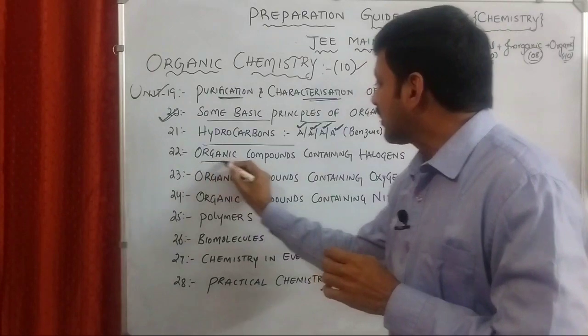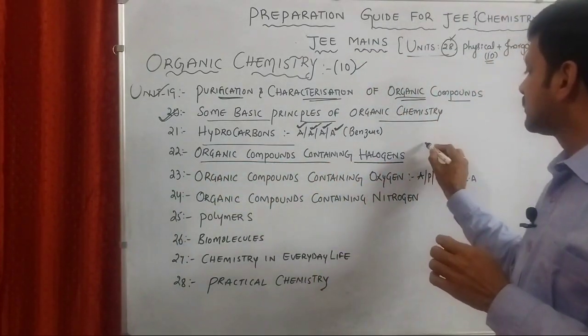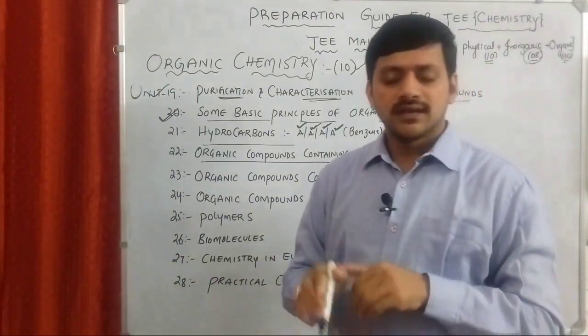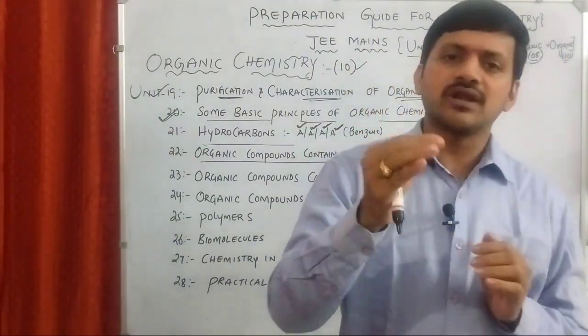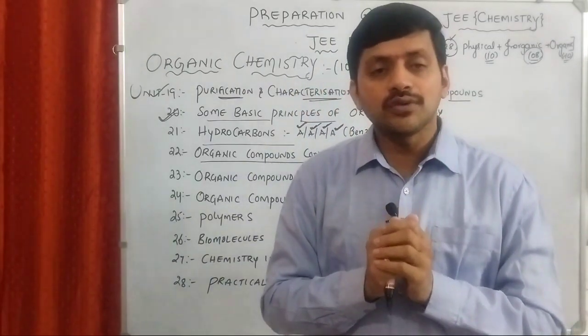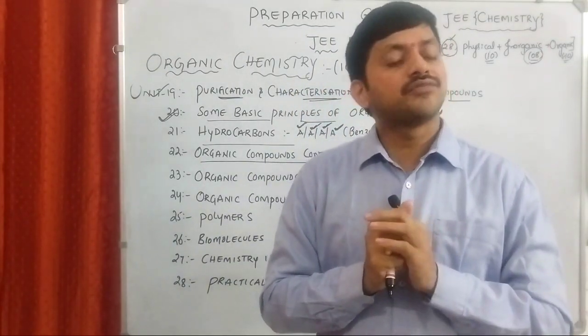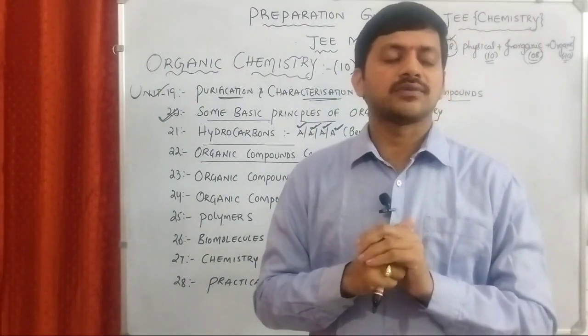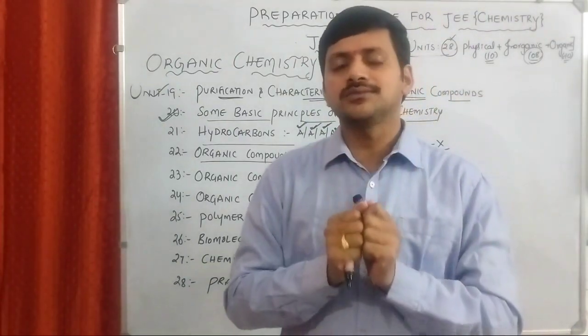The next one, organic compounds containing halogens. So in case of halogens, we are having what? Aryl halides. In case of aryl halides also, chemical properties are very, very important. In the chemical properties, we need to observe the mechanism: SN1 mechanism, SN2 mechanism and SNi mechanism. Identify these three mechanisms properly.